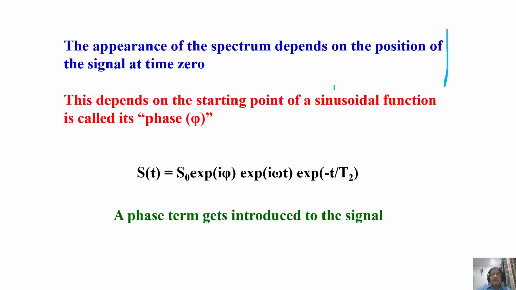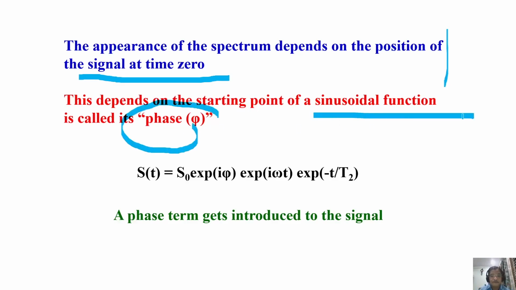So the appearance of the spectrum depends on the position of the signal at time t equal to 0. Immediately after the pulse, the time is equal to 0. You have to start collecting the signal. If the pulse is applied here, you give some delay and start collecting the signal here, you get into a phase problem. So in principle you should start collecting the signal immediately after application of the pulse at time t equal to 0. But the starting point is different. We have what are called phase errors in the sinusoidal function.